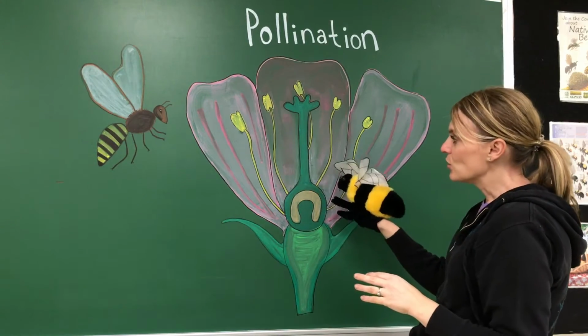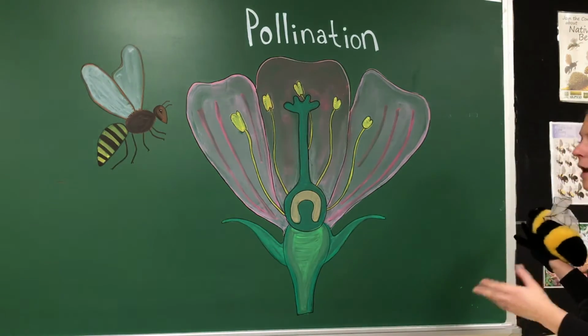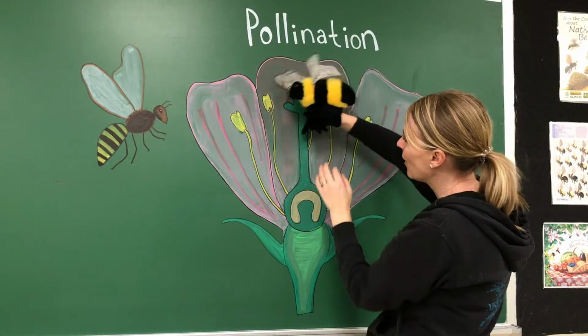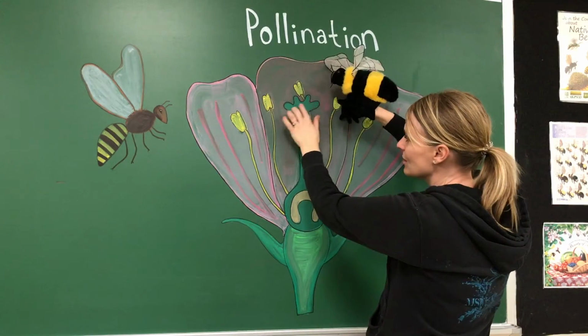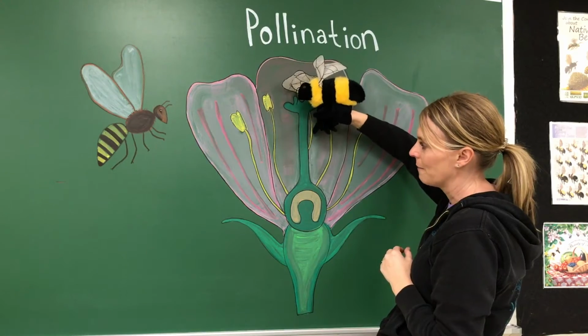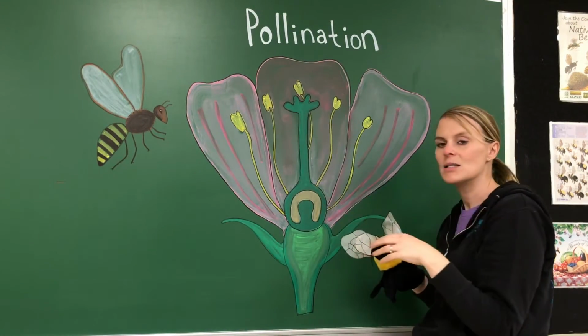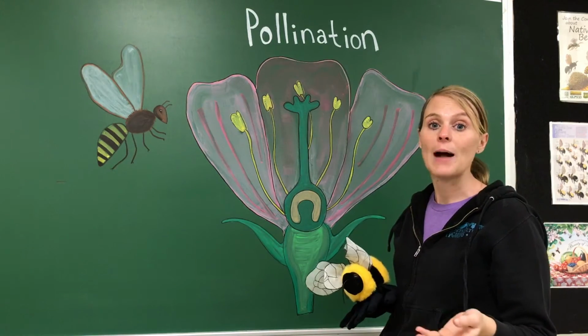And then what they're going to do is fly away and come to another flower, and when they come, the pollen that was on that hairy body is going to stick on that sticky stigma. And that means once that pollen gets stuck on that sticky stigma, this flower has been pollinated.